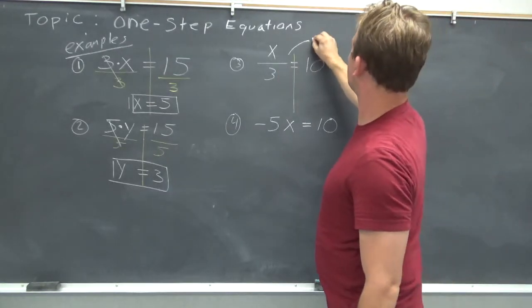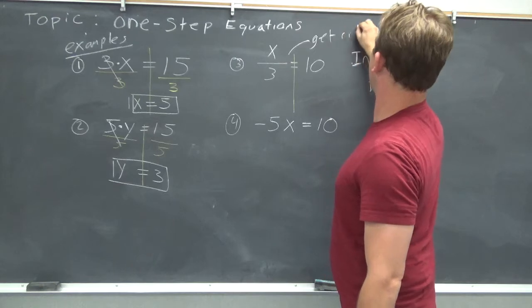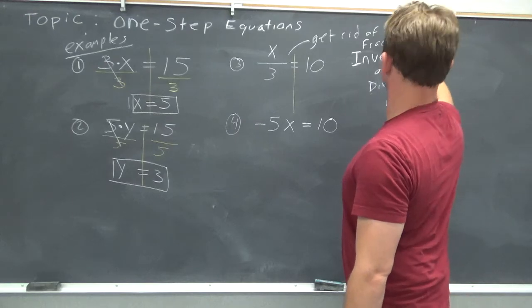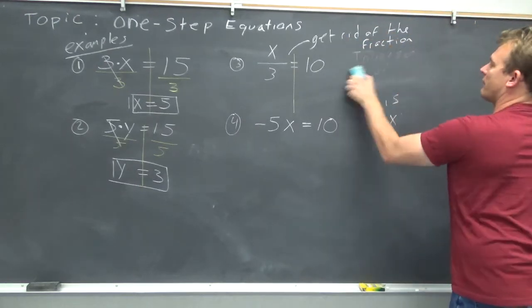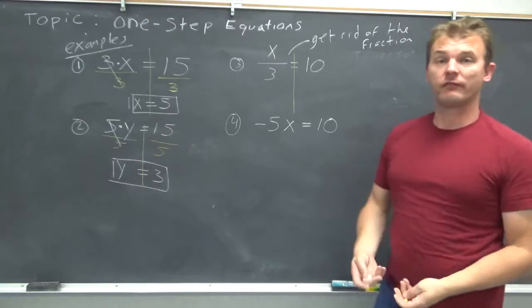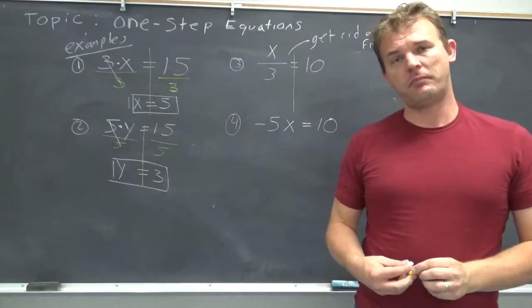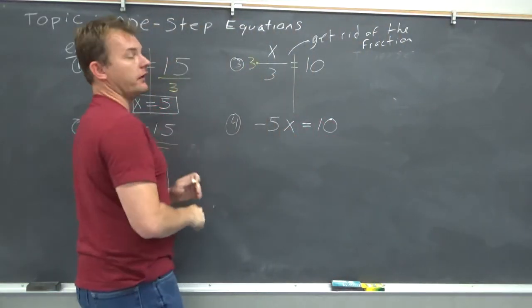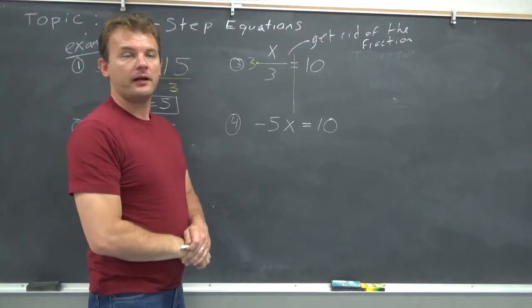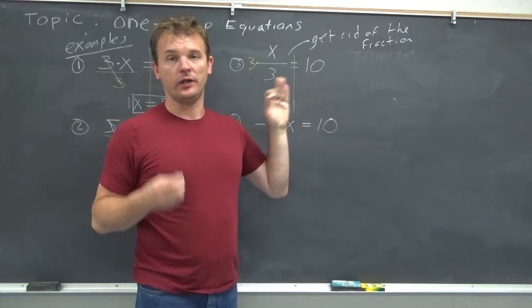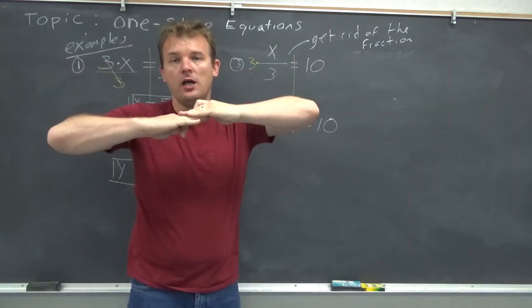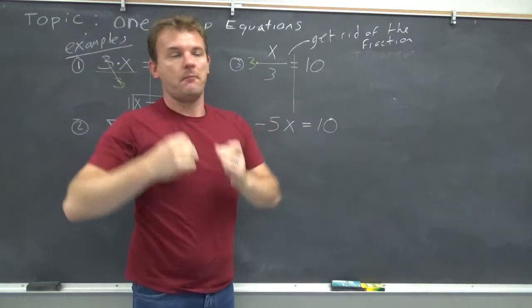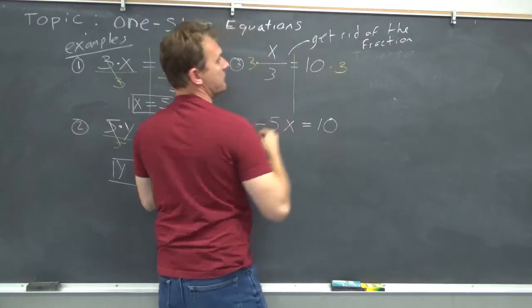So I'm trying to get rid of the fraction. How do I get rid of the fraction? You multiply it by the bottom number. So you multiply this by 3. But if I multiply this by 3, what do I have to do to this side? You've got to be fair. That teeter-totter has to work out. So if I multiply by 3 on this side, I've got to multiply by 3 on this side. So it balances out. So you've got to go times 3 there.